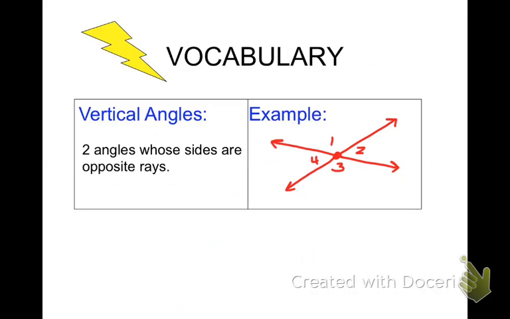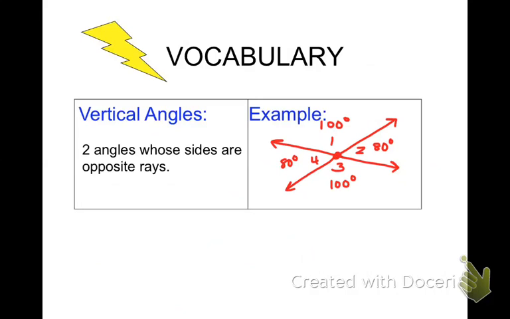Now let's think for a second. Let's say angle 1 is 100 degrees. So if angle 1 is 100 degrees, let's just write it in there so we remember it. What would angle 2 have to be? 80 degrees. Good. If angle 2 is 80 degrees, what does angle 3 need to be? 100. And then what would angle 4 need to be? 80.